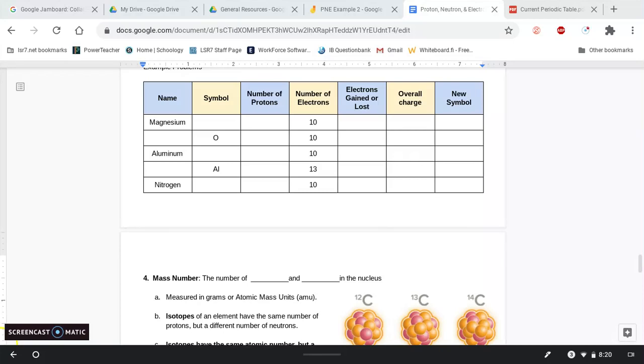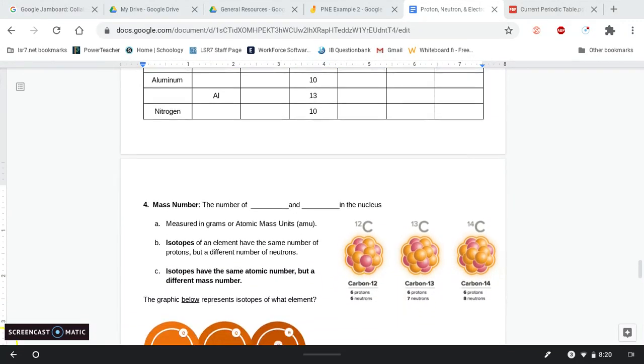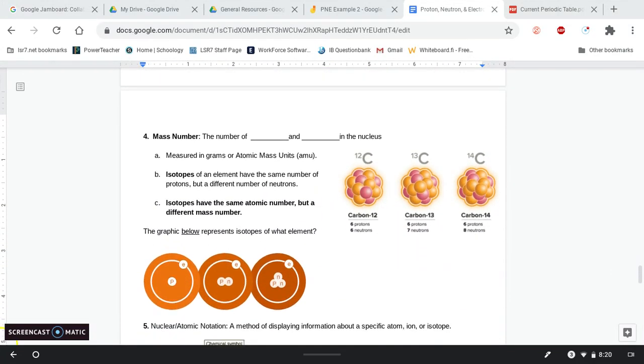Okay, so we have just gotten done with the table where you were counting some protons, giving some symbols, writing down some electrons lost or gained, and getting a charge. So we're going to add to that a little bit today, but we are going to talk about isotopes and then give you guys the last bit of information you need.